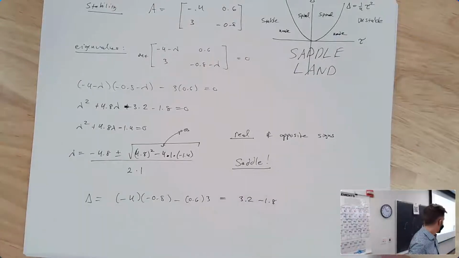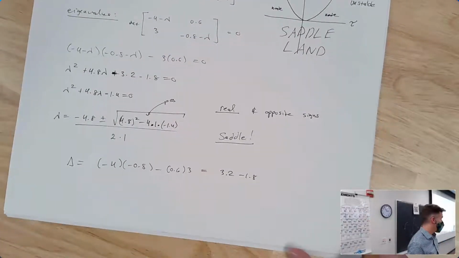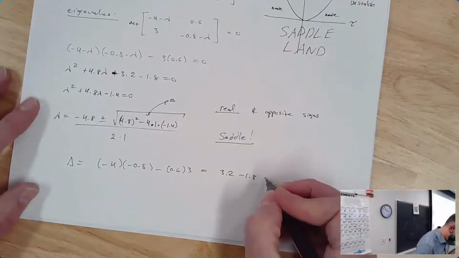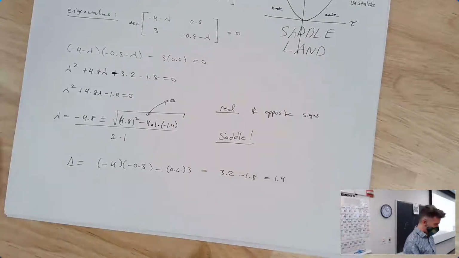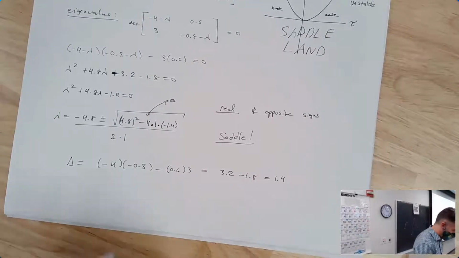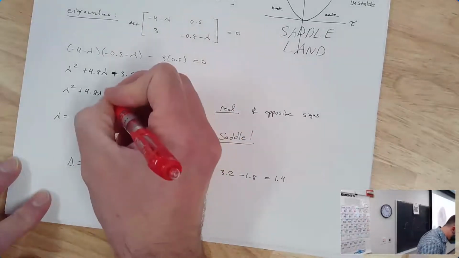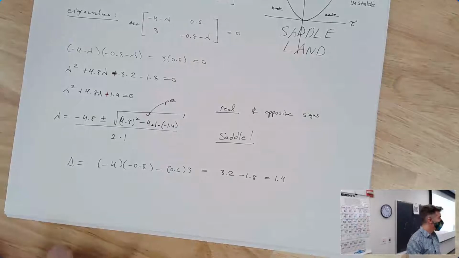So this is a good thing we did because I made a mistake. It happens. It's all right. That's 1.4. I made a mistake right here. You guys see that? That should have been a plus.